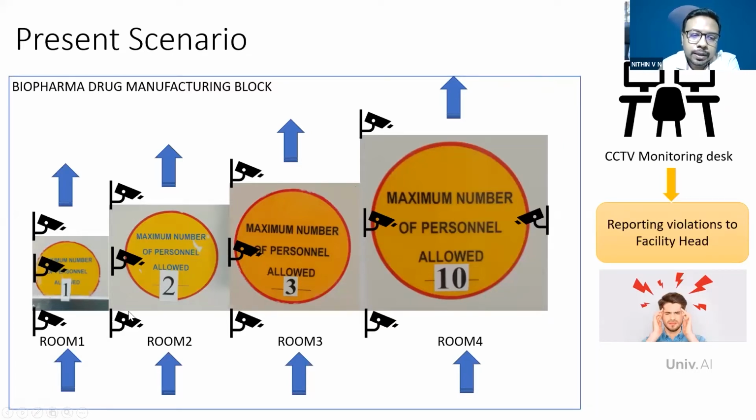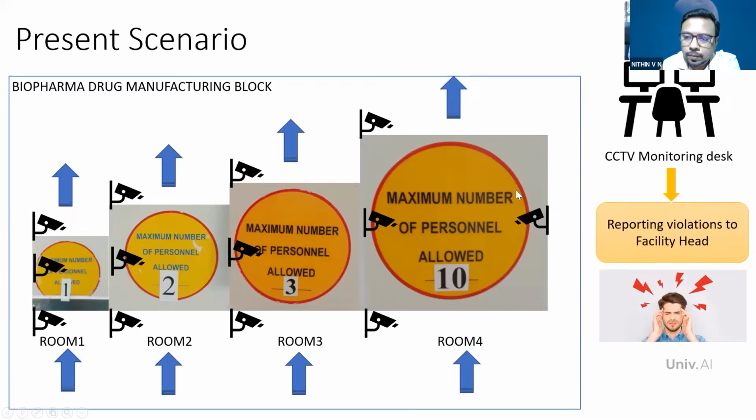So that's why we have these stickers pasted at the entry of the rooms, to notify the people entering that there should not be more than 1, 2, 3, or 10 people. And recently we have installed CCTV cameras in the clean room facilities. They are at the entry of the room, the exit of the room, and in the middle of the room, to check the activities inside the clean room.